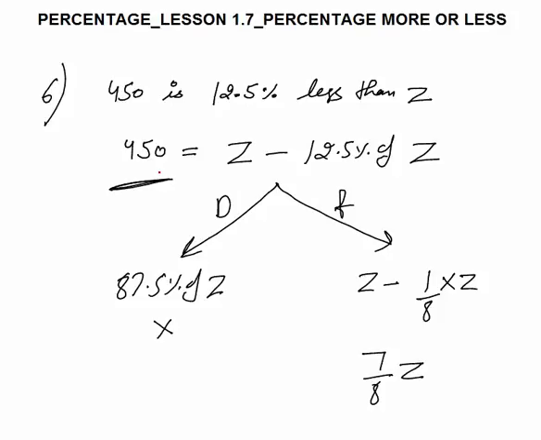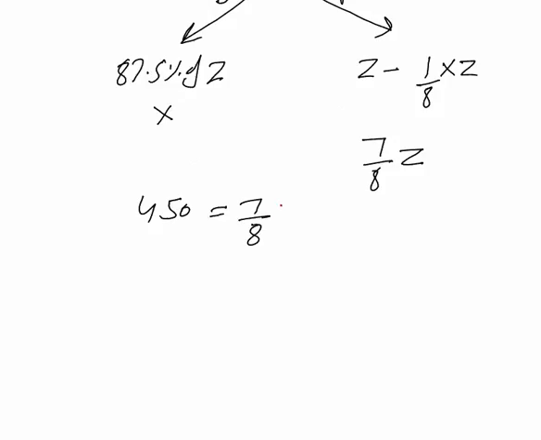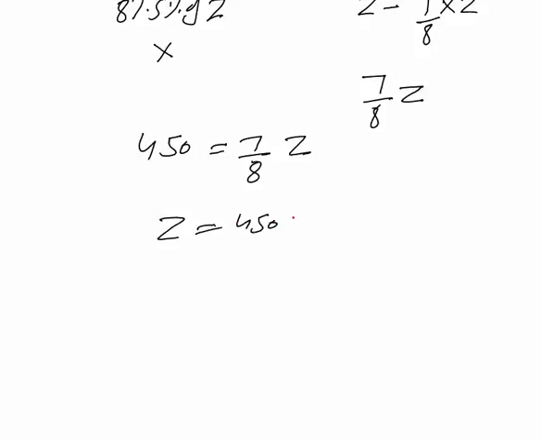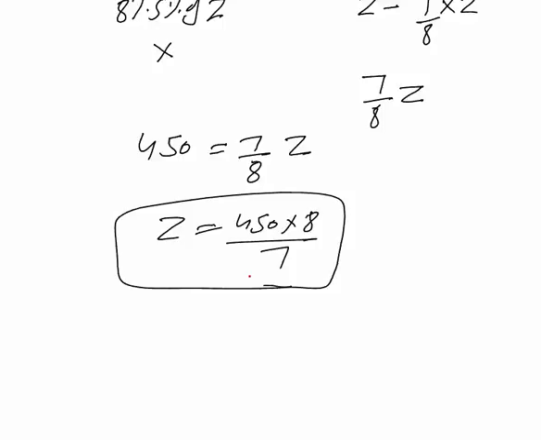So z minus 1/8 z, you will get 7/8 z. Now what was this? This was 450. So 450 is equal to 7/8 of z. So z would be how much? 450 into 8/7. This will come in the fraction part. And there you can leave the answer, or you can solve according to the answer given. You can leave it as it is. This will be the answer.